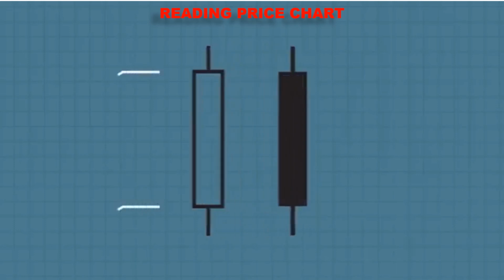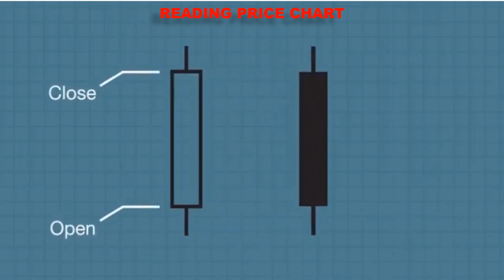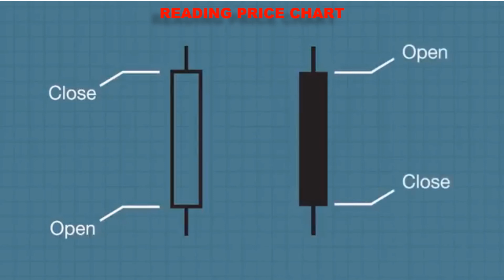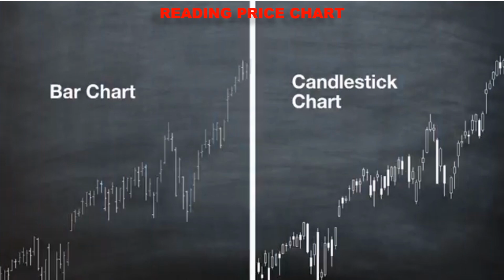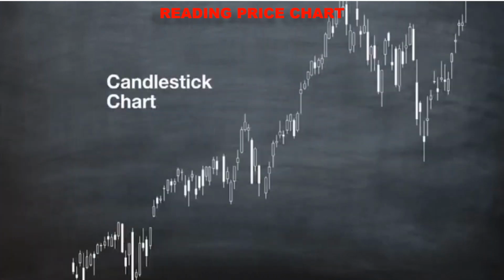If a security closes higher than it opened, the candlestick is empty or white. But if the security closes at a lower price than it opened, the candlestick is filled or black. This use of color helps investors quickly identify the security's performance. Some investors might use a candlestick chart instead of a bar chart because they think it's easier to identify market sentiment and patterns. These patterns attempt to predict how the market will move in the future.